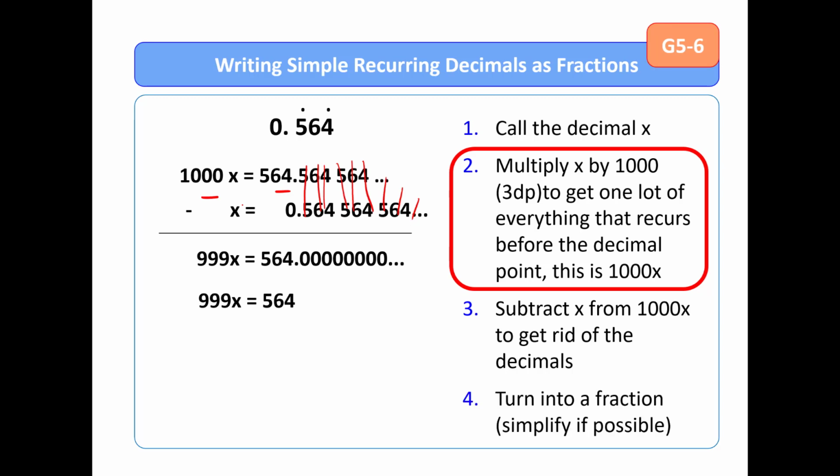Step 4, turn to a fraction. So we're going to divide by 999. And that is simplified. Do take this down. And we're doing very well here. Now before we try some different types of exam questions and see how they can occur differently, I'm just going to show you some quick important tips for this.